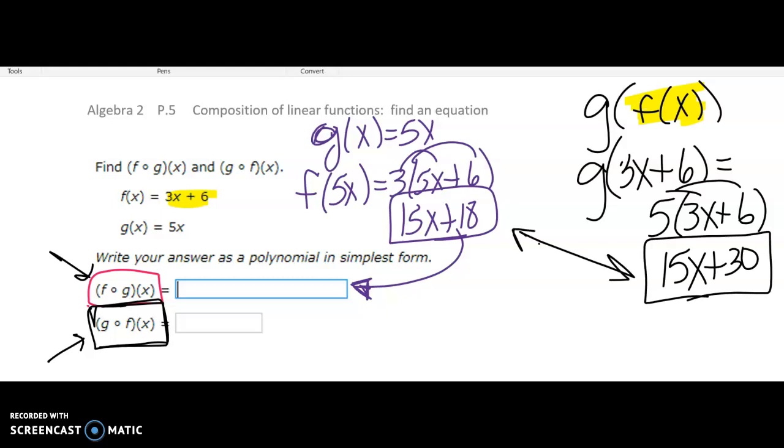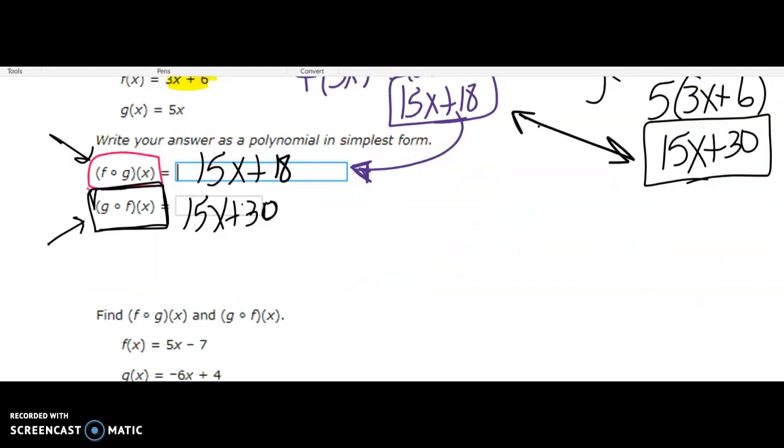Did we get the same answers? No. And usually, we're not going to. And usually, they're not even that close to being the same thing. Most of the time, they're like completely different and everything like that. So, that's what you do. You got to get both parts right to be able to get that problem right.